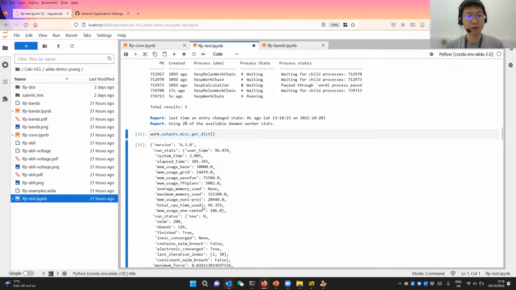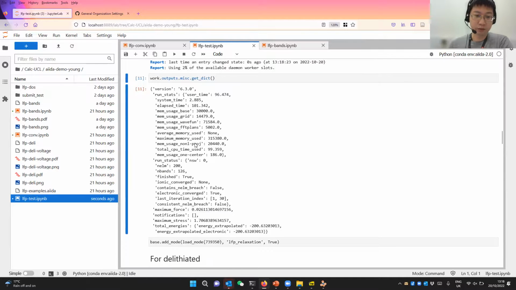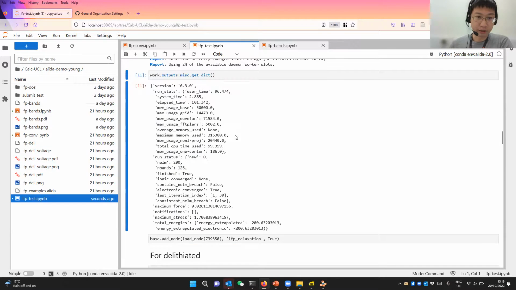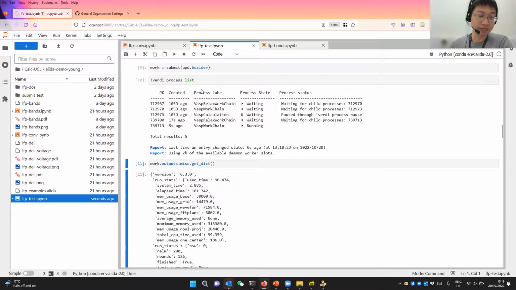But because I actually ran this calculation yesterday, this workflow engine is very useful because it can detect calculations that are duplicates. Because I ran it yesterday, today when I run it, it will just give me the results straight away, which is quite useful. So here is basically how I run the calculation.